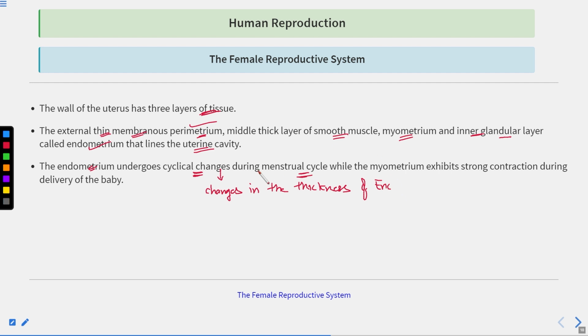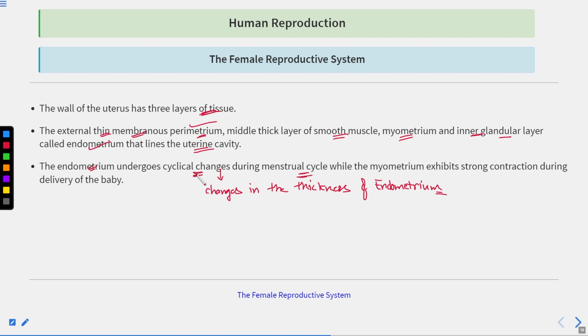So menstruation also is a cyclic event. There are a lot of changes going on. There are changes in the thickness of the endometrium. There is a release of the hormones also, so the level of the hormones also changes. We'll study this in detail when we study the menstrual cycle.